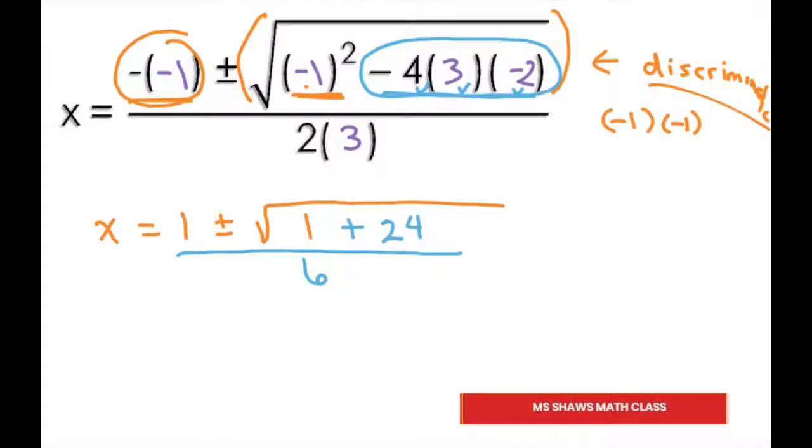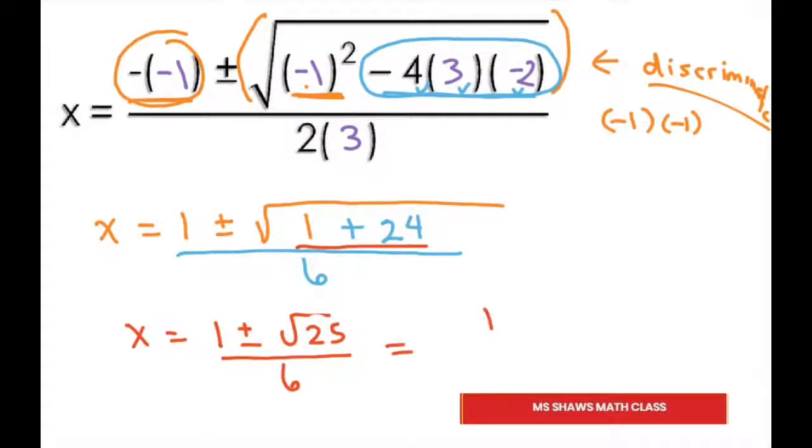Alright, simplifying this further, especially this part, we get x equals 1 plus or minus square root of 25 over 6, and that simplifies even further as 1 plus or minus the square root of 25, which is 5, over 6. So I'll put that here. We have x equals 1 plus or minus 5 divided by 6.